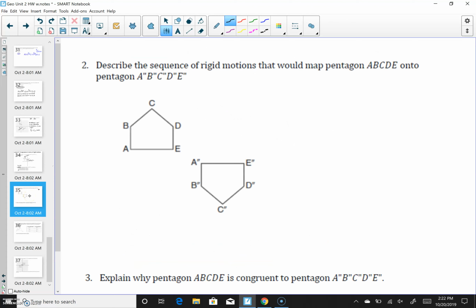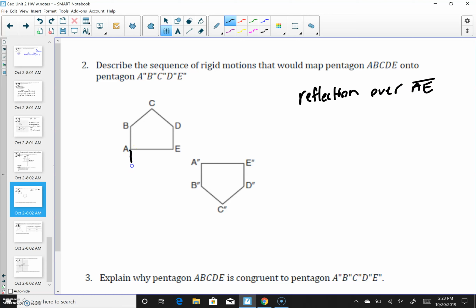For number 2, describe a sequence of rigid motions that would map pentagon ABCDE onto pentagon and then our double prime. So we're not on a graph here, so we have to get very specific as to how we are rotating, reflecting, translating. The first thing I notice is that we are dealing with different orientations. So once we do that, then I know we have to have a reflection in here of some sort. And that's how I'm going to start. I'm going to start by reflecting. So reflection over, and we're going to do it over line segment AE.